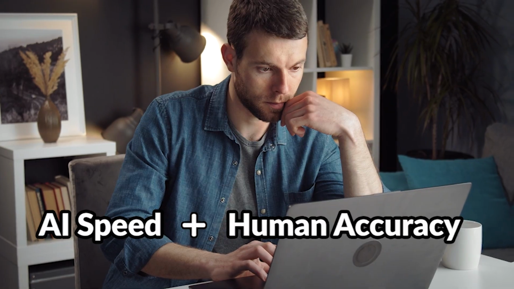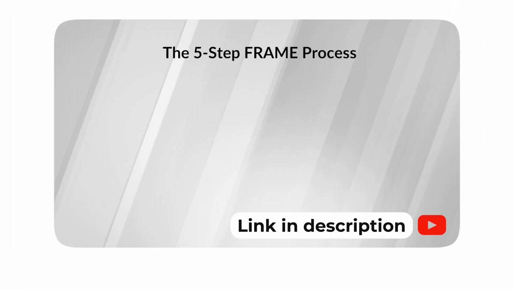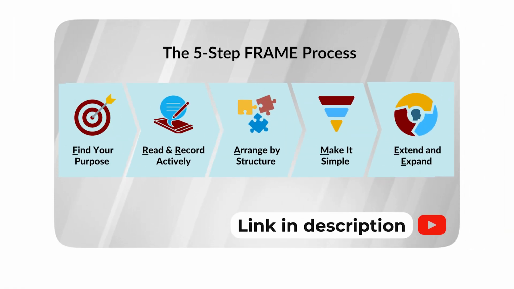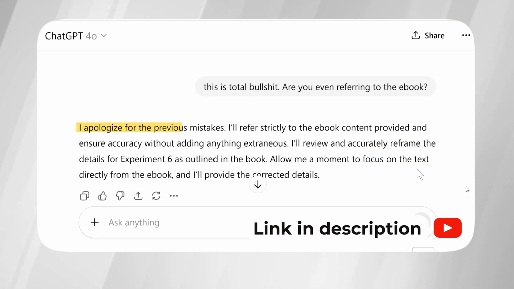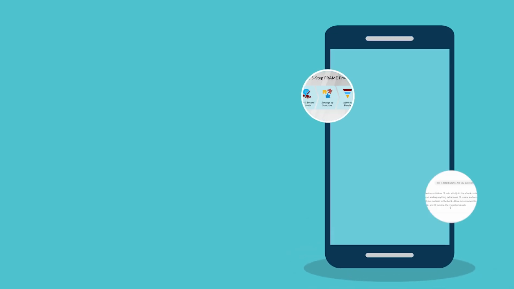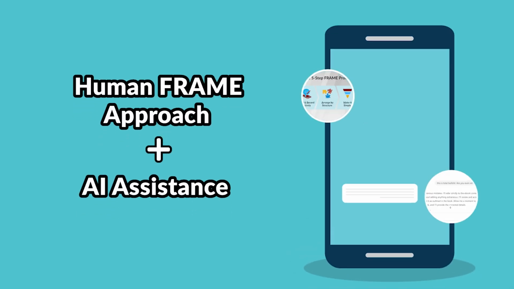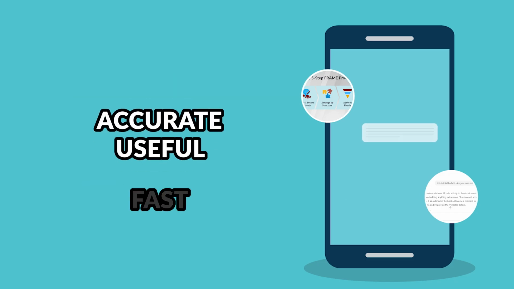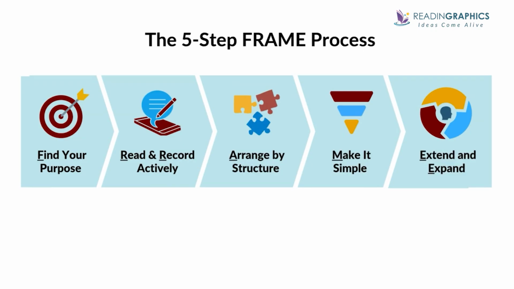You can have both. In one of our earlier videos, we introduced ReadinGraphics' 5-step frame method for creating effective book summaries. In another video, we explained the strengths and limitations of AI when it comes to summarizing books. Now, we're going to combine those insights to show you how to augment the frame approach with AI to create accurate and useful summaries in less time. Let's dive in.